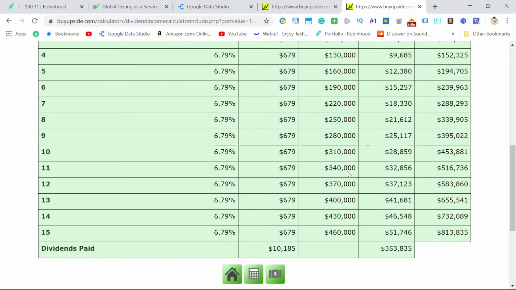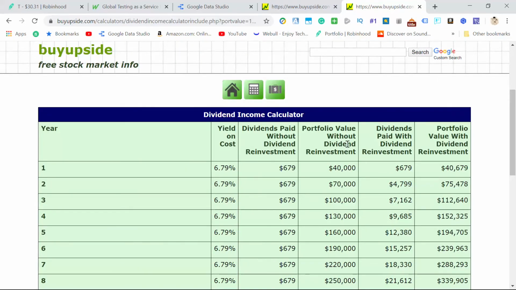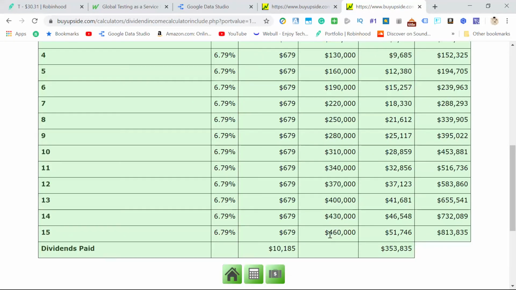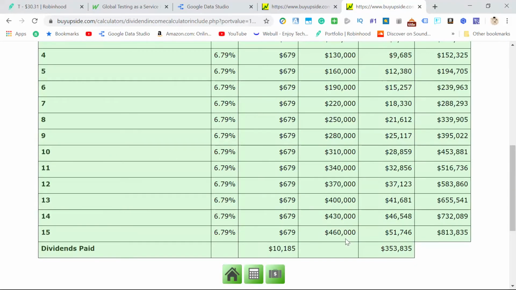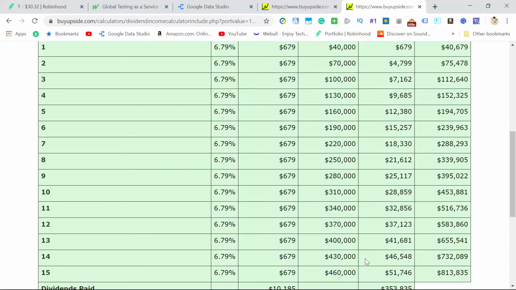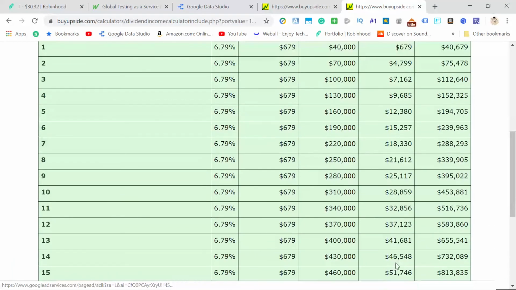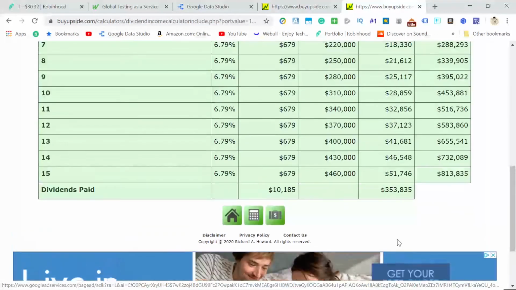But as you can see here, now that we're in the big numbers, I just want to talk about this portfolio value without dividend reinvestments. Do you see this right here? After 15 years, you would have had $460,000 without dividend reinvestment, but because you reinvested your dividends, you have $813,000, and you made over 15 years $353,000 of dividends paid back to you. And that's why it's so powerful. These dividend portfolios are so powerful in the long run.